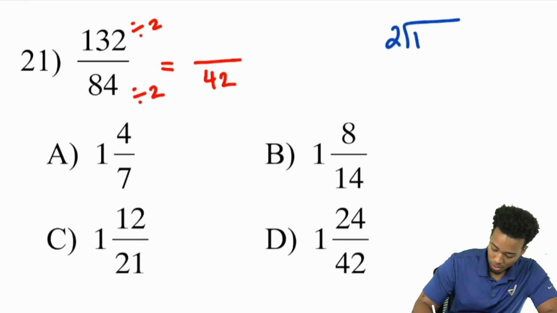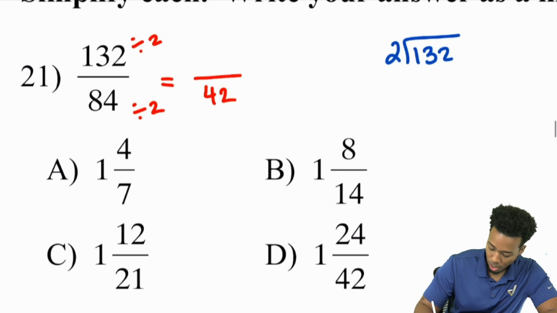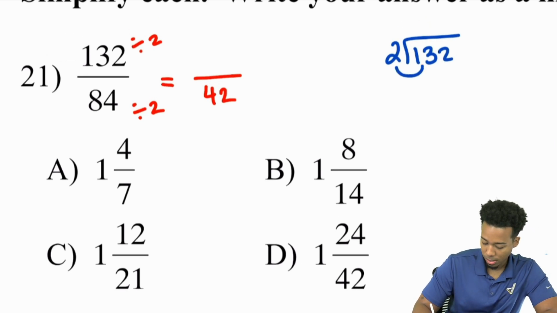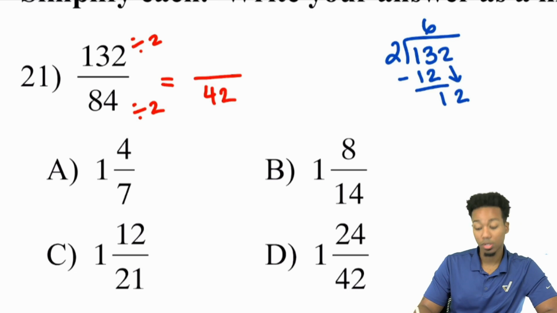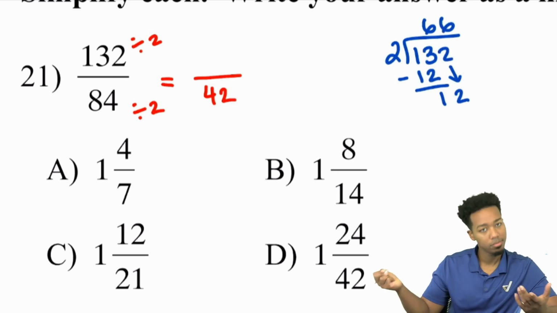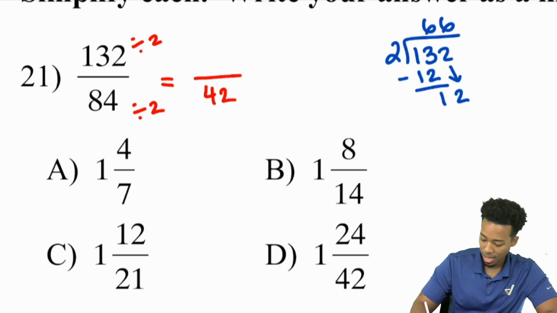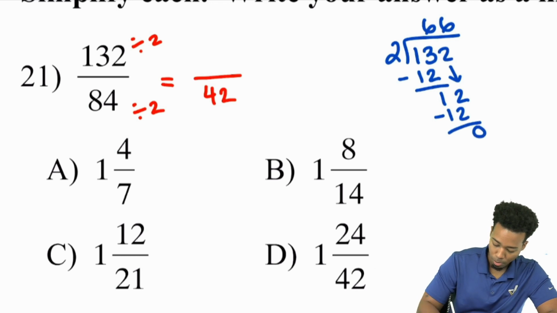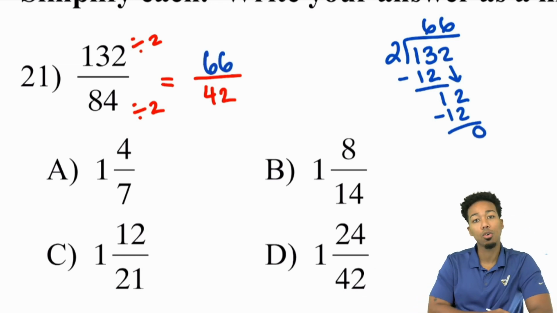2 going into 132. Watch this. 2 goes into 1, doesn't. 2 goes into 13, 6 times. So subtract that 12. Then bring down that 2. 2 goes into 12, 6 times. 66, exactly as we predicted. So boom, that's 66 over 42.